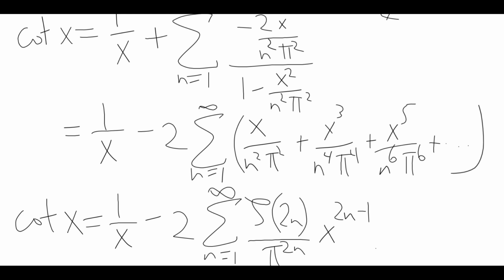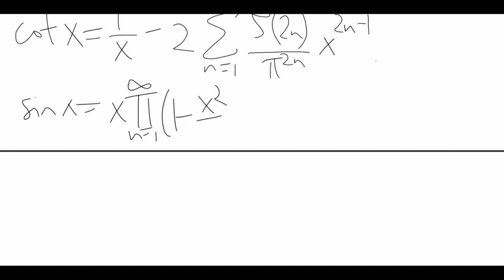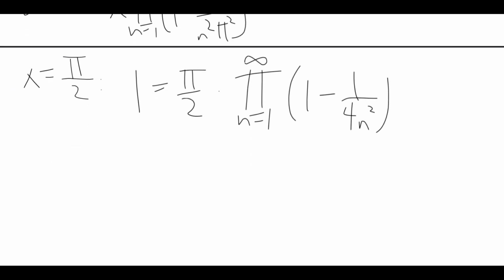Now it doesn't stop there. For example, if we go back to this product, and we plug in pi over 2, on the left side we get 1, and on the right side we get pi over 2 times the product of 1 minus 1 over 4n squared. Okay, and this turns into something that's called the Wallace product, which you may have seen before.